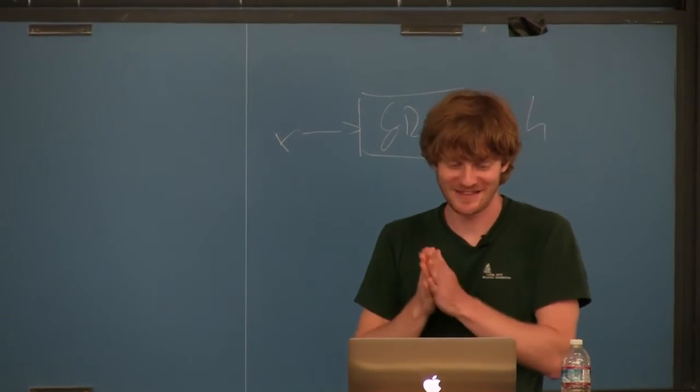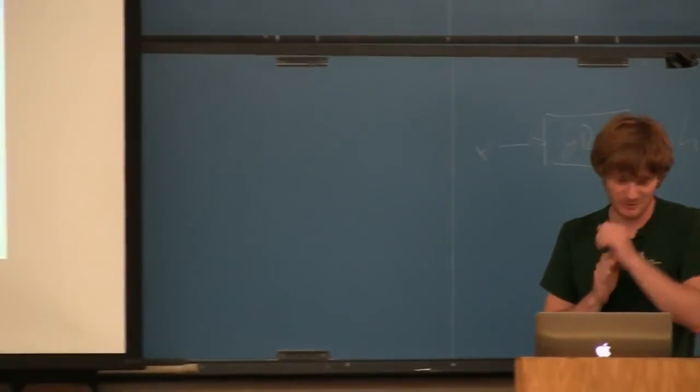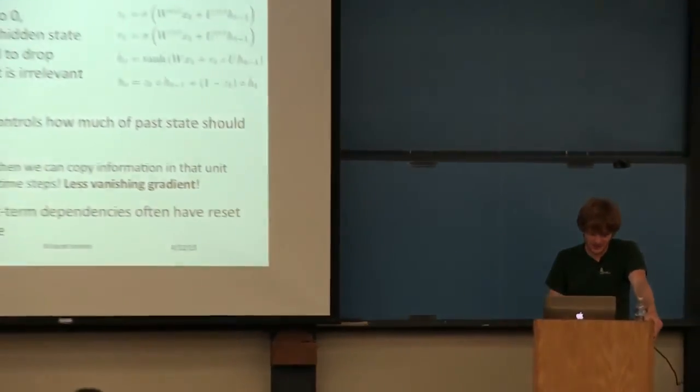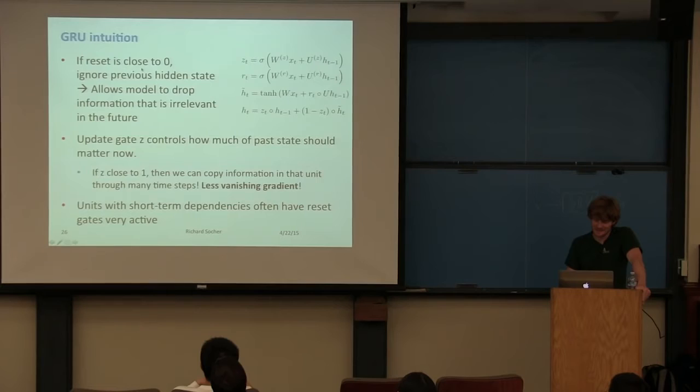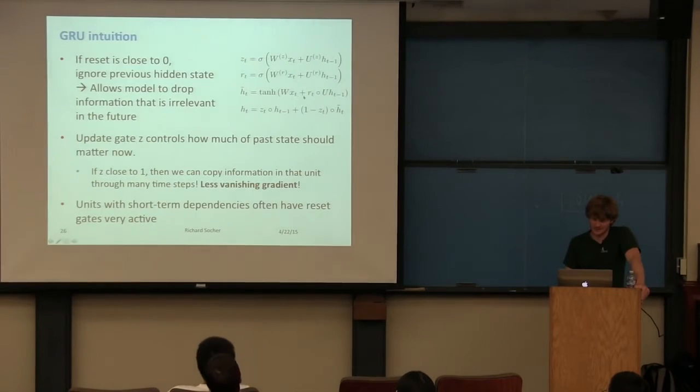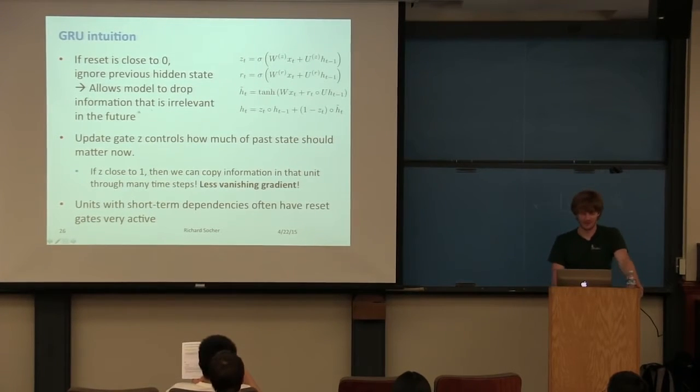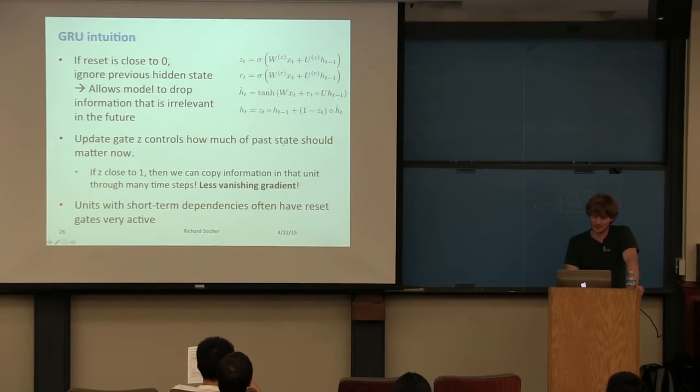All right, so I think we covered, thanks to your great questions, most of these intuitions. But let's just reiterate. If the reset gates here are close to 0, we can ignore the previous hidden state entirely for h tilde, and that basically allows the model to drop information that is irrelevant in the future. The update gate Z basically controls how much of the past state should matter at the current time step. If Z is close to 1, then we can basically copy over the information in that unit through many, many time steps.